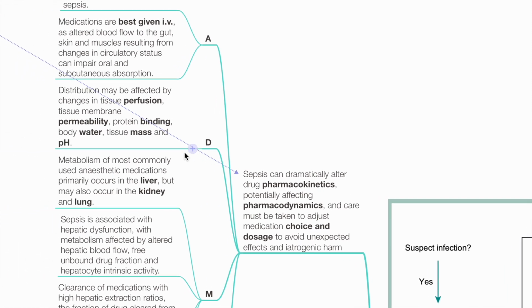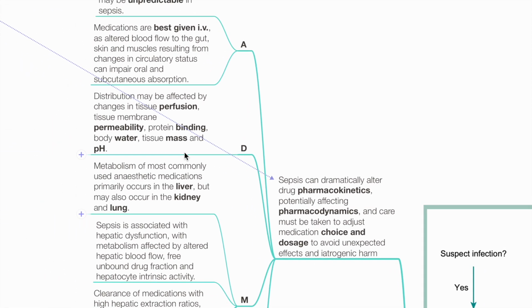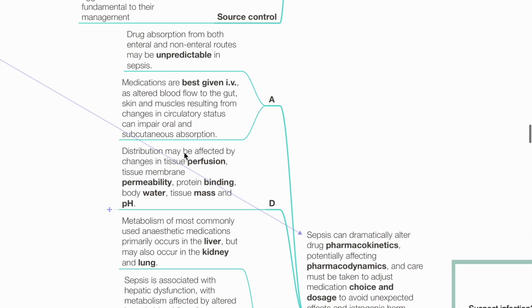Sepsis can dramatically alter drug pharmacokinetics, potentially affecting pharmacodynamics. Care must be taken to adjust medication choice and dosage to avoid unexpected effects and iatrogenic harm. Drug absorption from both enteral and non-enteral routes is unpredictable in sepsis. Medications are best given IV, as altered blood flow to the gut, skin, and muscles due to changes in circulation can impair oral or subcutaneous absorption.